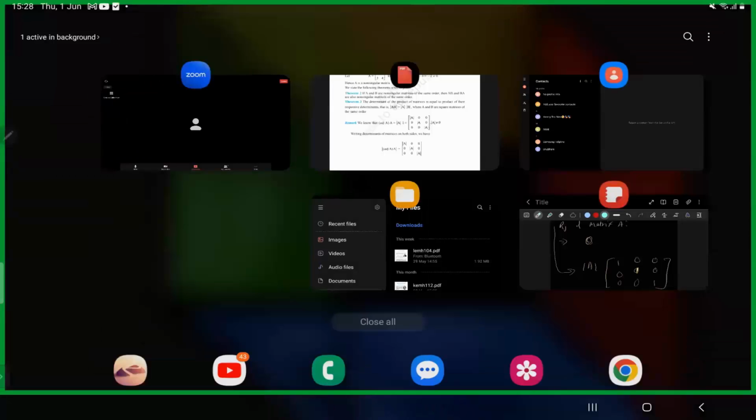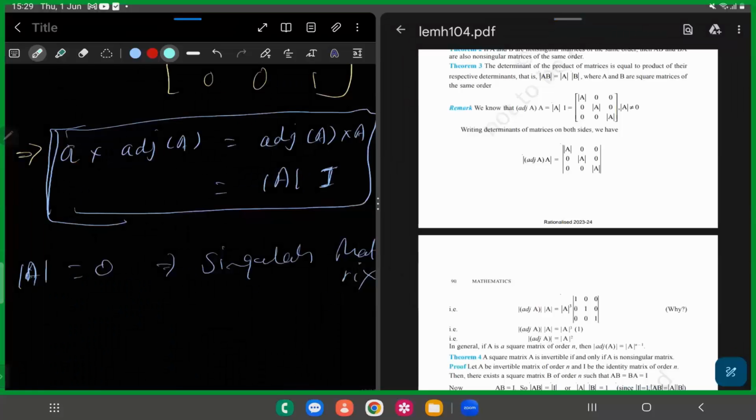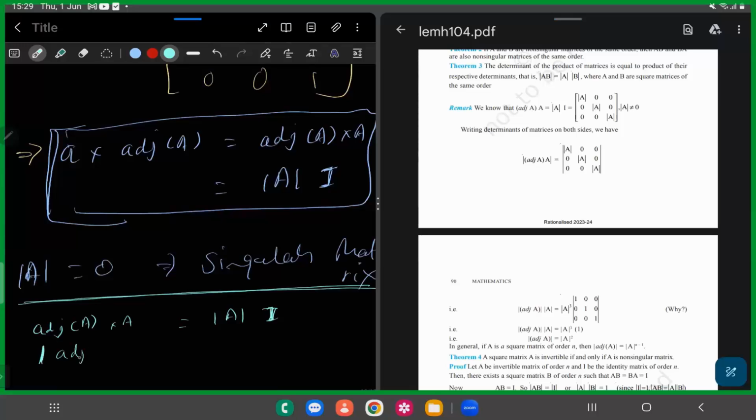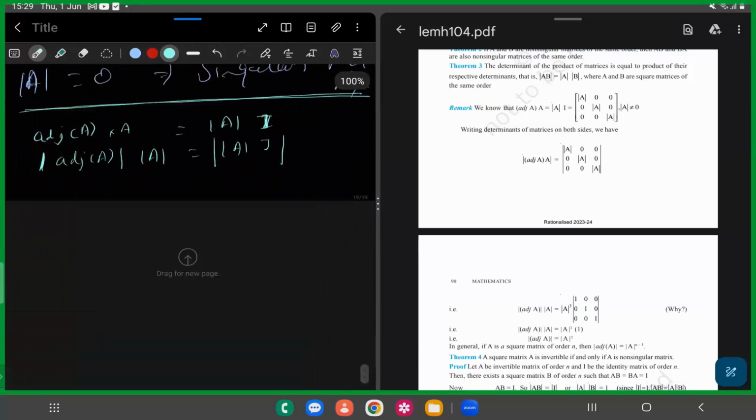We have already calculated the determinant of our original matrix A. Since we know that adjoint of A into A is equal to delta times I, now if you take the determinant on both sides, determinant of adjoint of A into determinant of A equals the determinant of this complete matrix. Here is one thing worth noting: what is the value of the right hand determinant?